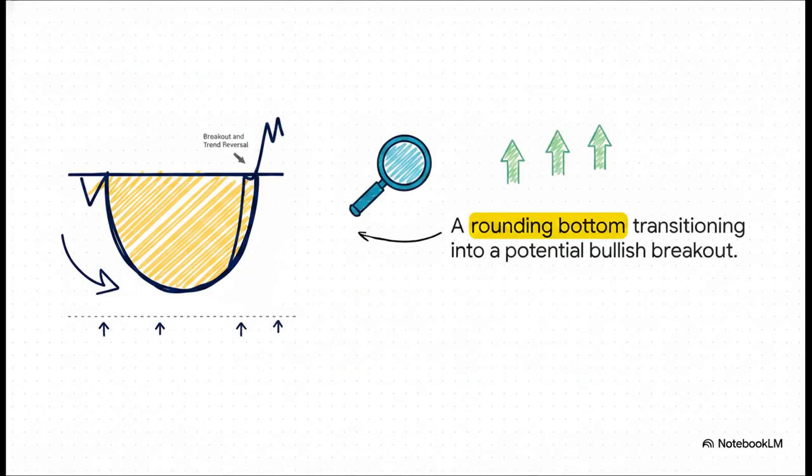Let's actually look a bit closer at one of those classic continuation patterns, the cup and handle, which basically stems from a rounding bottom. As that bowl shape completes, a trading range develops on the right side. That's your handle.